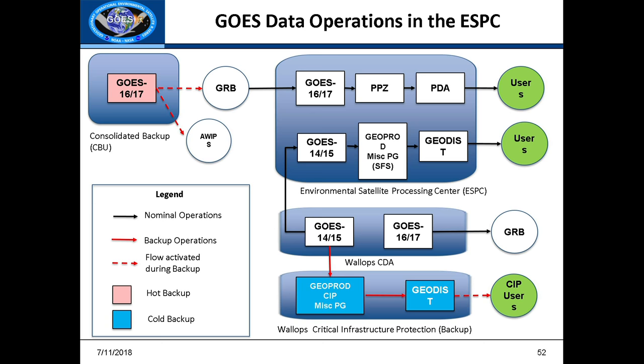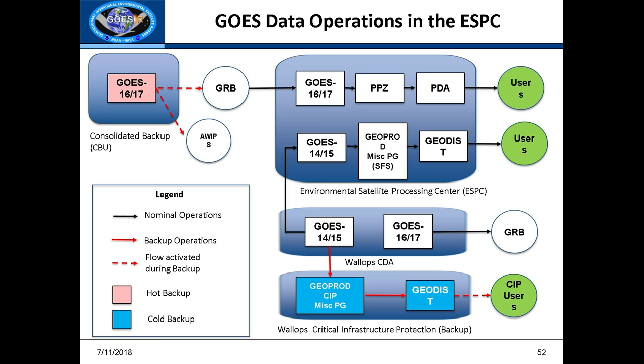And this is a wiring diagram of what the ESPDS looks like in the ESPC. So we have the GRB receiver at NSOF, which is the primary means. It feeds the GOES-16 data into the product processing zone to the Product Distribution and Access, so users can retrieve it off of the PDA. And these are the authorized operational users that have real-time needs, like meteorological services.